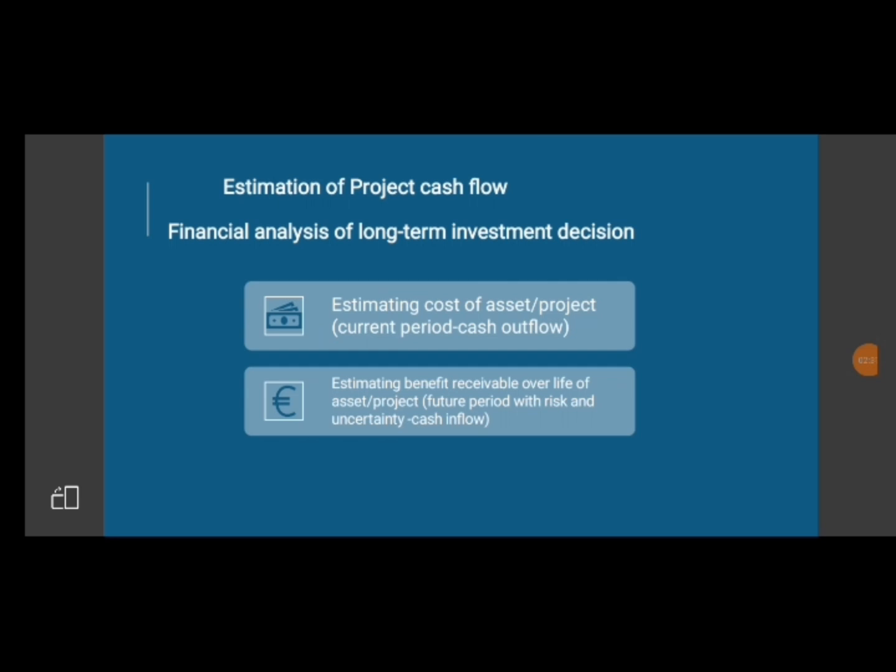For this, what we are going to do is, the second one, the future benefit which is occurring in the future period, will be converted into the current period. For this, we will use the discount factor to arrive at the present value of the benefits.